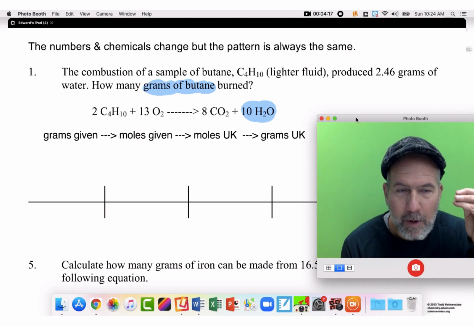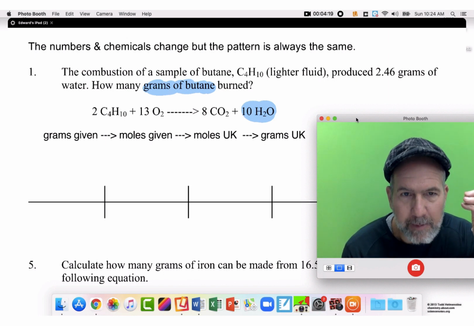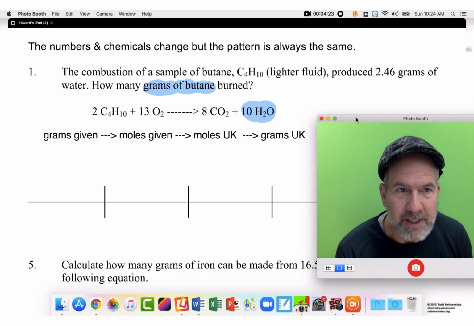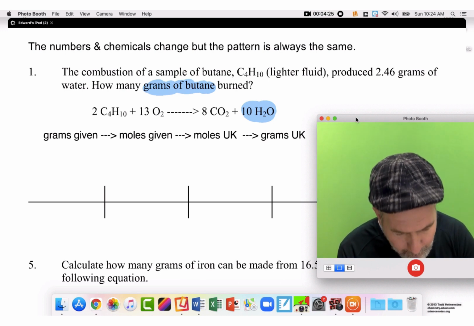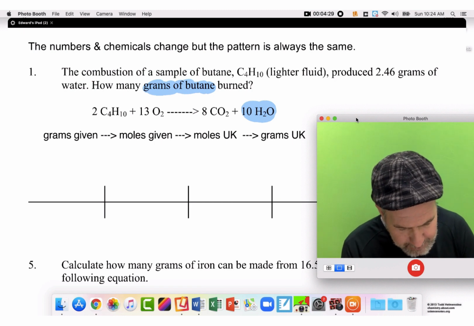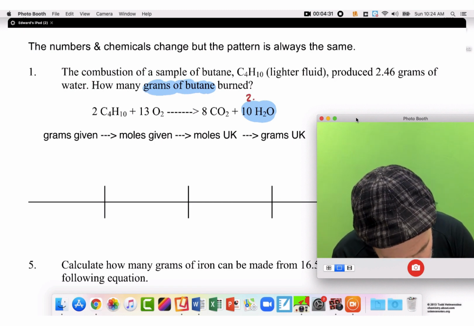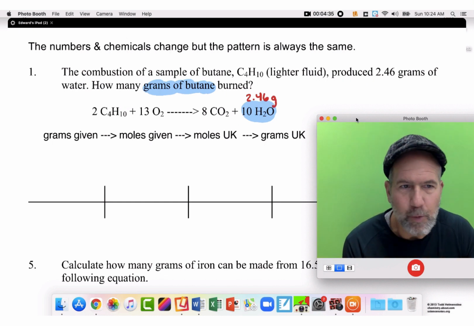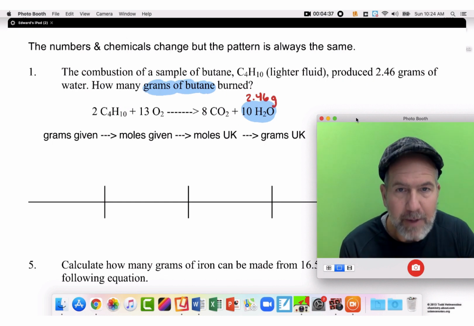All right, so we always start off with the grams of given. And let's see what this says. We have 2.46 grams of water. What I like to do is mark this on the paper. I think I'm going to put it in red today. So I'm going to put 2.46 grams of water. I'm just going to write it right above my map, because that way it'll be right there so I can just glance at it.